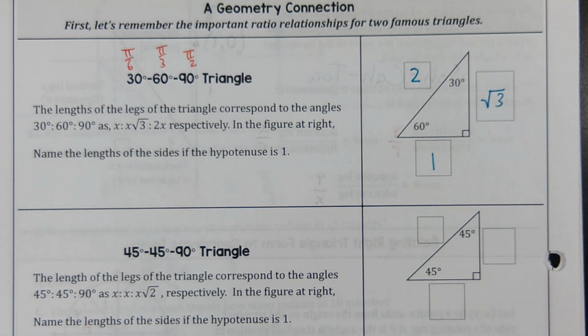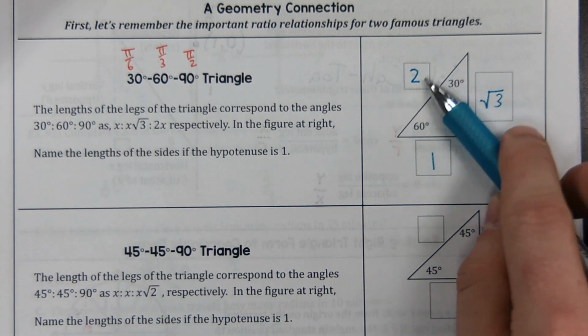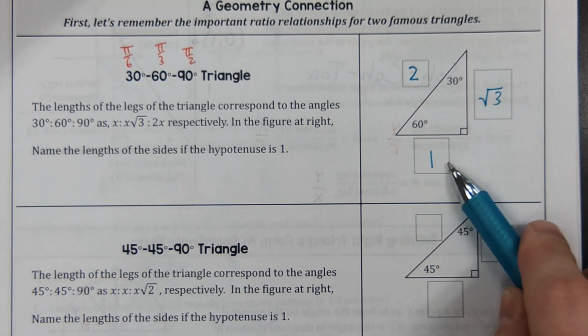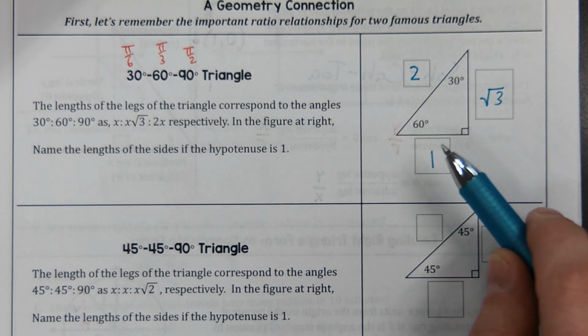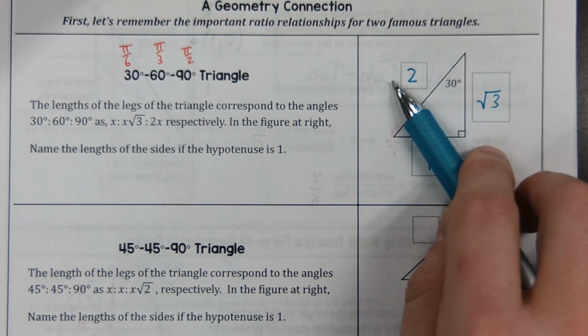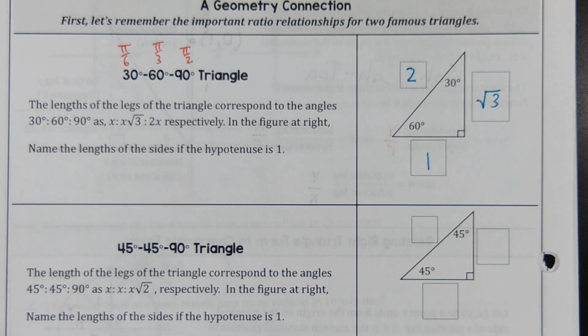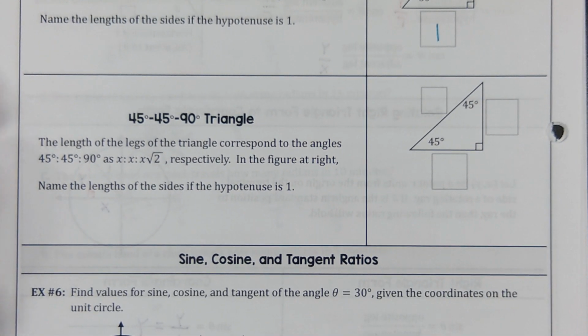These numbers are ratios in comparison to other sides in the triangle. This one's always double this one. This one's always root 3 times this one. So if this was a 5, this is 5 root 3, and this is 10. Okay? So it's not to say that every time you see a 30, 60, 90 triangle, these are its lengths. No, no, no. Those are its ratios. That's how they compare to each other. Cool? Okay. 45, 45, 90 is the other special right triangle.